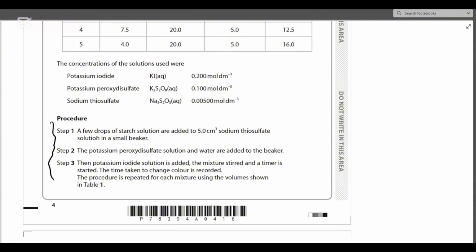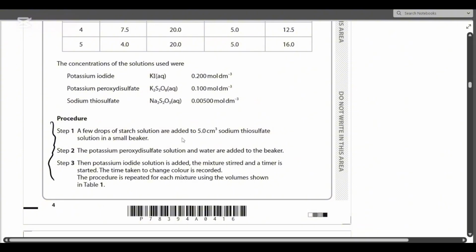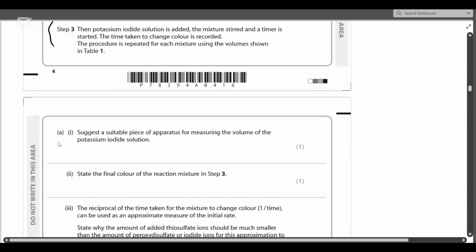As you can see very clearly, in step 1, a few drops of starch solution are added to 5 cm cube of sodium thiosulfate solution in a small beaker, and in step 2, the potassium peroxodisulfate solution and water are added to the beaker, and then potassium iodide solution is added, and the whole mixture is stirred, and a timer is started. The time taken to change color is recorded, and the procedure is repeated for each mixture using the volumes shown in Table 1. Now, let's start with the questions.